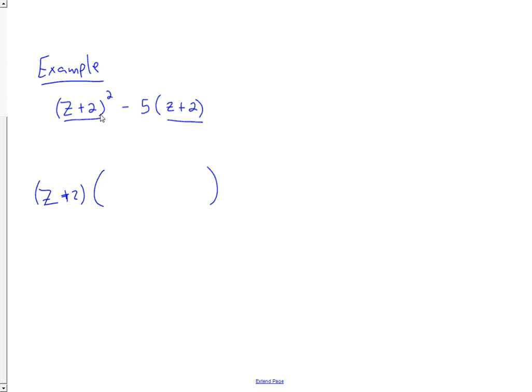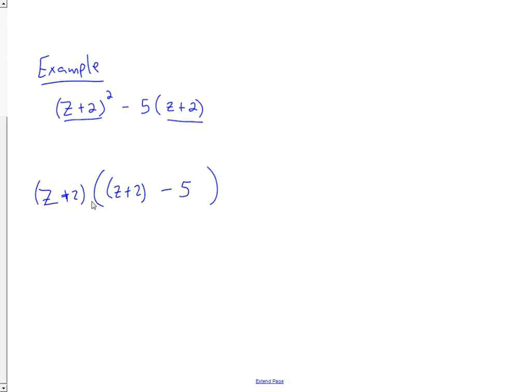If I have z plus 2 squared and I factor out one of these z plus 2's, I'm taking away 1 from the exponent. So I will have z plus 2 left. Think about it. If I multiply z plus 2 times z plus 2, I get z plus 2 squared, right? So that's exactly what I should have right here. When I factor out z plus 2 from the second term, this is going to be gone, and I'm left with just minus 5.